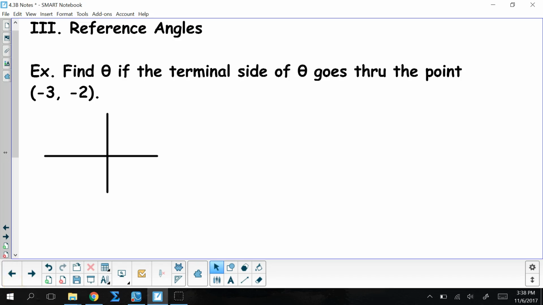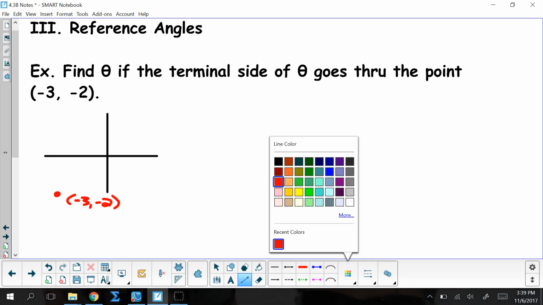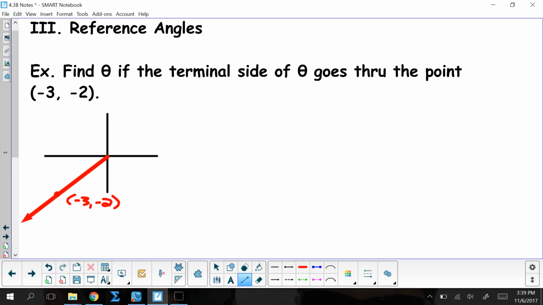So, second video here, we're going to talk about reference angles. It says find theta if the terminal side of theta goes through the point (-3, -2). Well, the point (-3, -2) is down here in quadrant number 3, which then means that my line is going to come through here. Theta is going to be all the way around here.